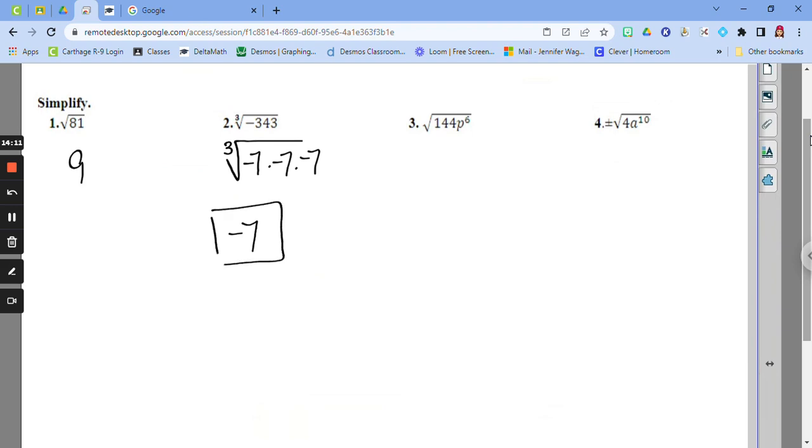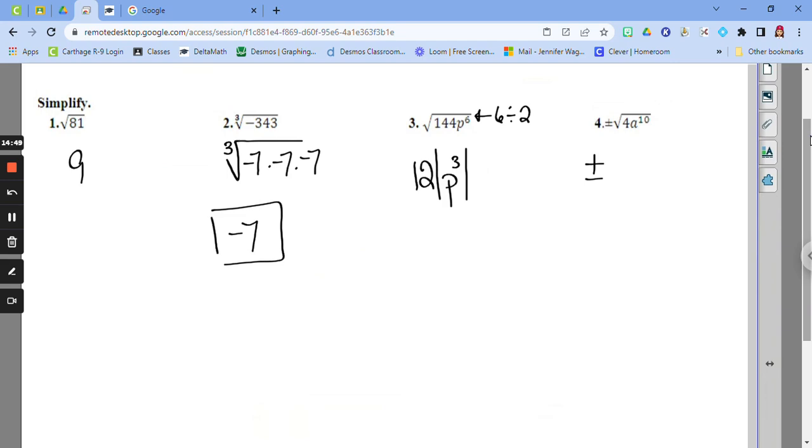Okay, we got a couple things going on on number 3. We have the square root of 144, which is 12. Then we're going to have 6 divided by the index of 2, which is 3, so p to the 3rd. Even index, odd exponent, we need absolute value. If there are signs in front of the radical, just drop them. Just copy them right on down.